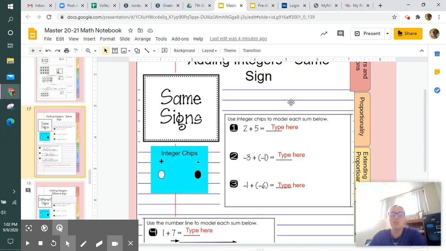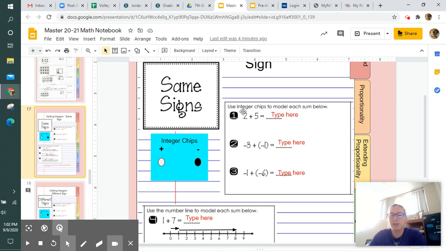Okay. So for the first part, we're going to use integer chips. I did put integer chips here for you to use. The positive ones are the white ones, the negative ones are the black ones. You will also see positive ones that are yellow or negative ones that are red.